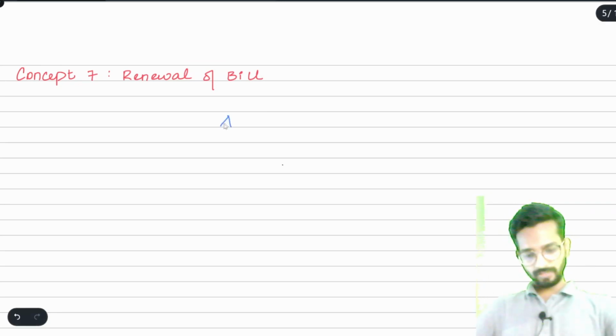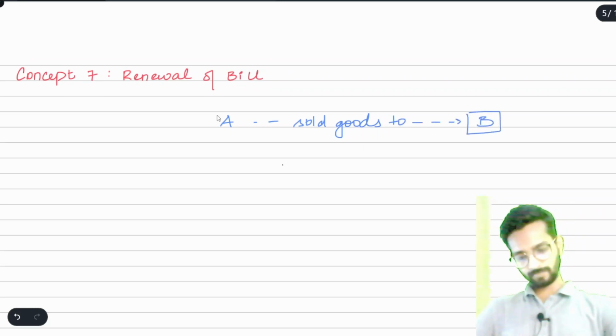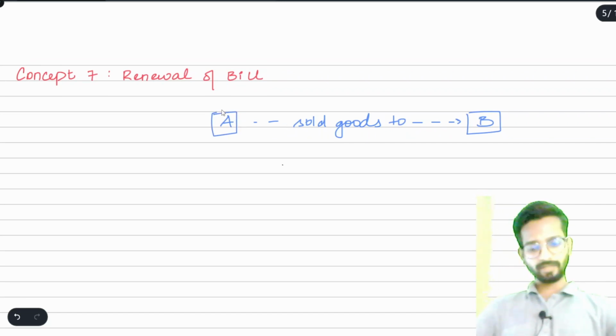The very same case, A sold goods to B. Then what will happen? A will draw the bill. A becomes the drawer of the bill. B will sign it and give it back to A. Very simple. This we know already.